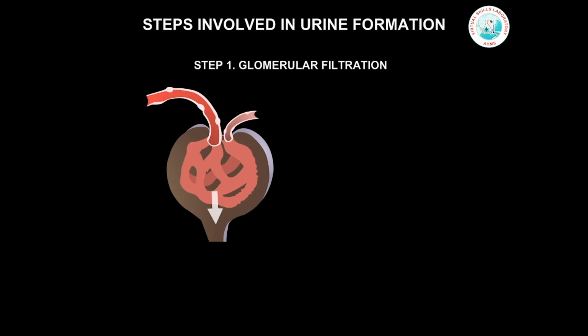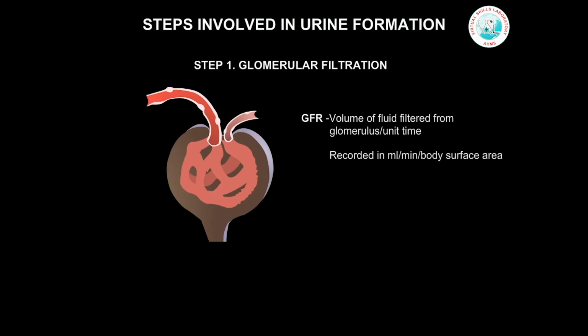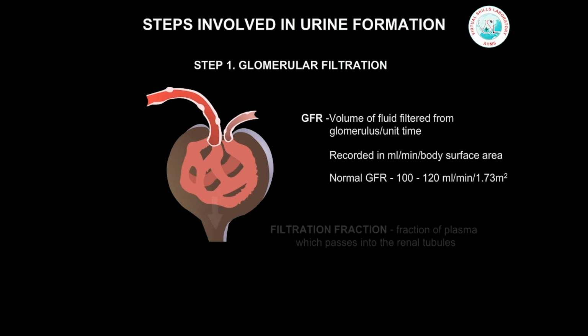Glomerular filtration rate is the volume of fluid filtered from the glomerular capillaries per unit time. The glomerular filtration rate is recorded in units of volume per time, that is milliliters per minute. Normal glomerular filtration rate is 100 to 120 milliliters per minute per 1.73 meter square body surface area.